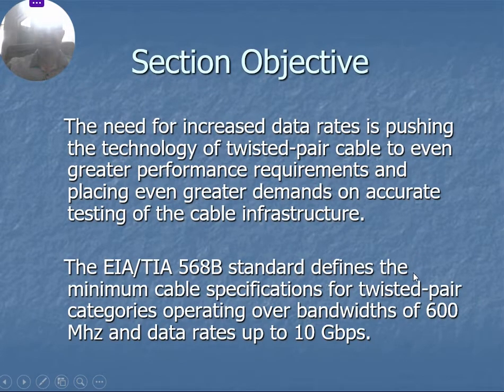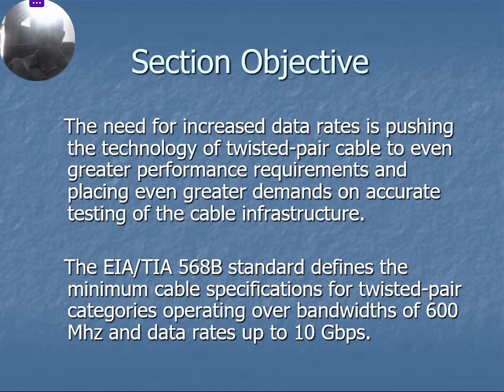The objective of this chapter is the need for increased data rate. Why do we need to increase the data rate, and why do we have to push, due to the technology that keeps coming out, for twisted pair cable to even greater performance requirements, placing even greater demands on accurate testing of the cable infrastructure? So we need to see why the data rate keeps increasing, and the things that come with this increased data rate.